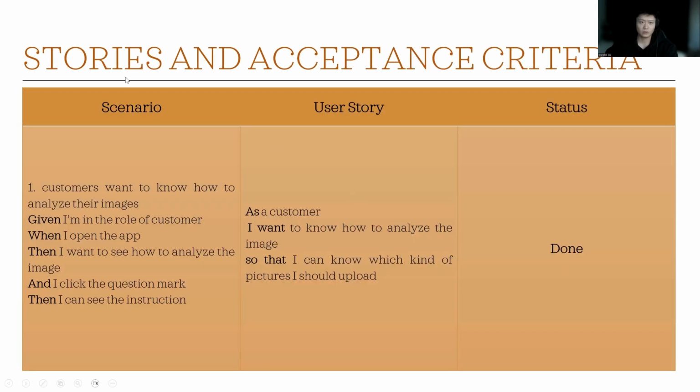So here come the stories and acceptance criteria. First, I'm in the role of the customer. When I open the app, I want to see how to analyze an image. I click the question mark, and I can see the instruction. The user story is: as a customer, I want to know how to analyze an image so that I can know which kind of pictures I should upload. Next step.